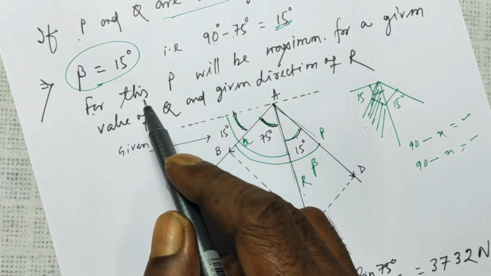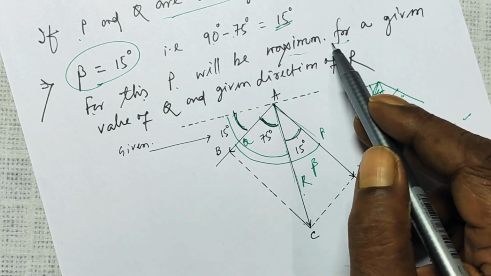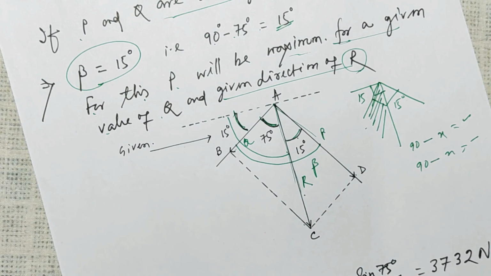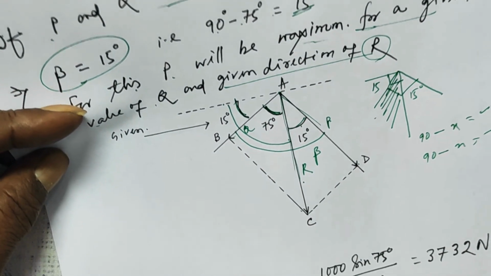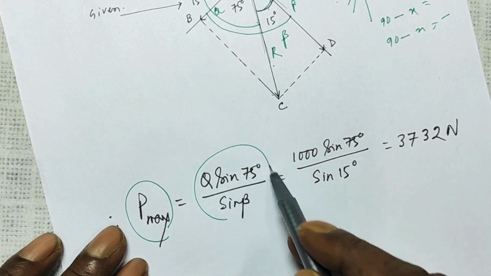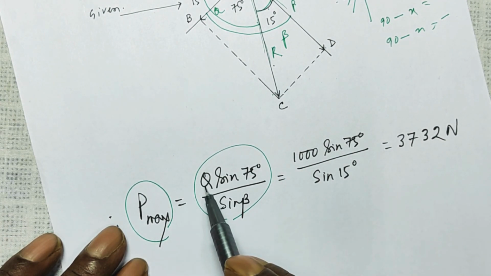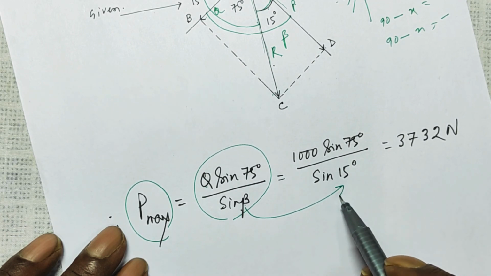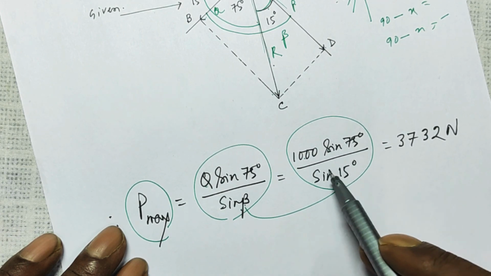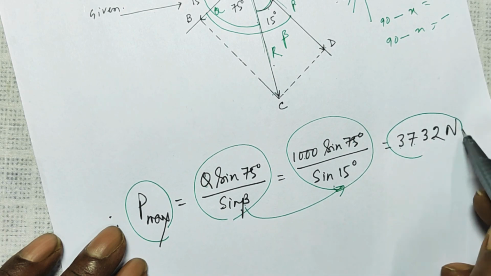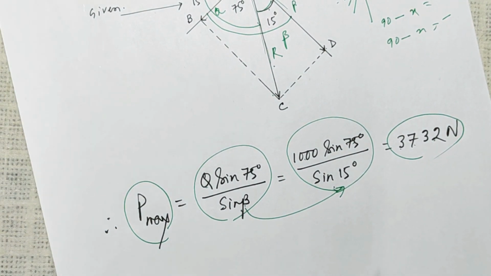So for this, P will be maximum for a given value of Q and a given direction of R, which is vertically downward. Therefore P maximum, as I just explained from the sine rule, P was Q sine 75 over sine beta. Now put the value of beta as 15 degrees and put this in a scientific calculator: 1000 sine 75 by sine 15. This comes out to be 3732 Newton. Thank you.